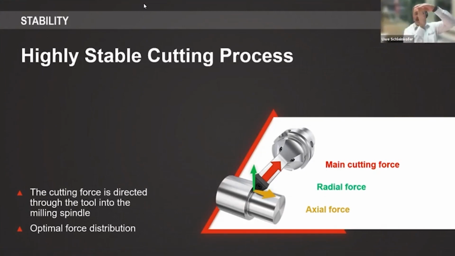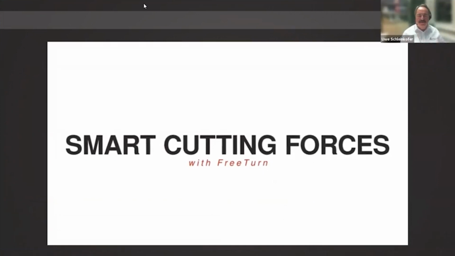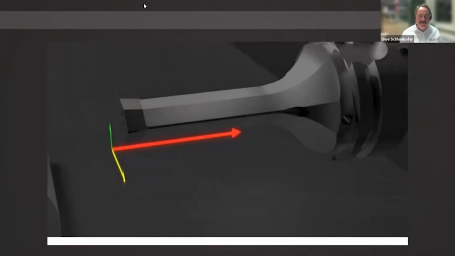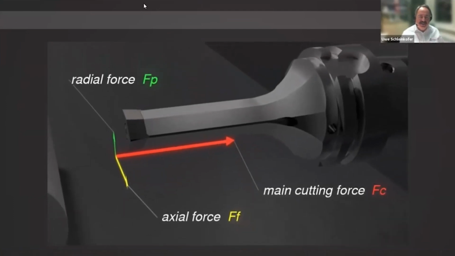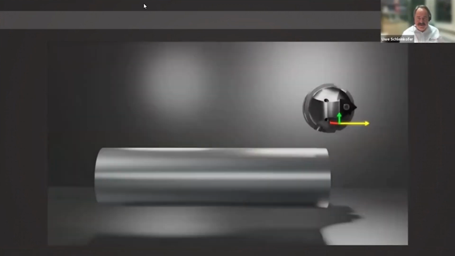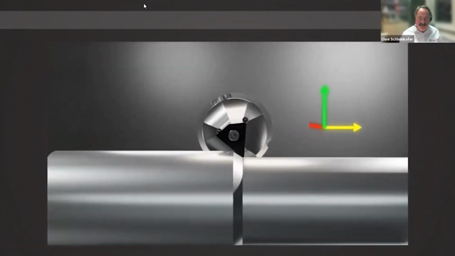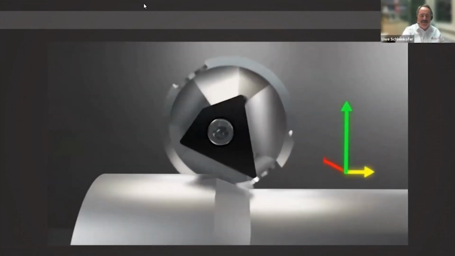Now with FreeTurn, we have this movement, and this is much better for a cutting process. And we prepared a small video so that you can get a better impression of the distribution of these forces. You see now the axial, radial, and main cutting force on a FreeTurn tool. And now you see we have the high approach. Now we go to a low approach, and you see on the right side how the forces are changing.